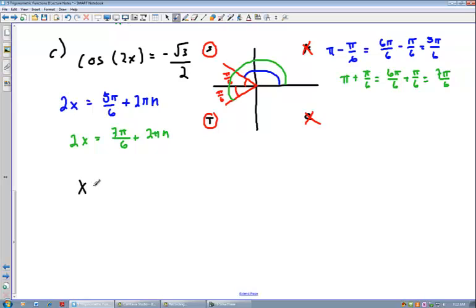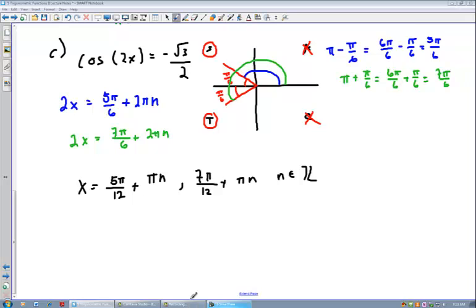For the first one, x equals 5 pi divided by 12, plus, and then the 2 is going to cancel, so plus pi n. And then the second answer is 7 pi divided by 12, plus, and this 2 is going to cancel with the 2 when you divide by it, pi n, where n is an element of the integers. So we use that Z-looking thing. So 0, 1, 2, 3, or -1, -2, -3, and so on.